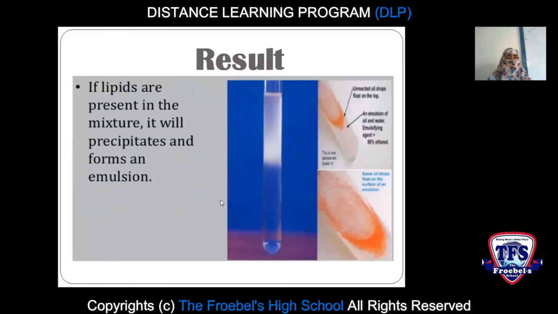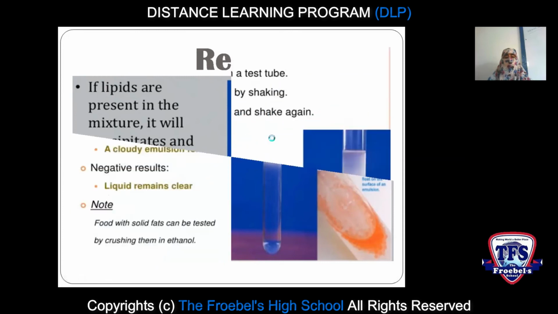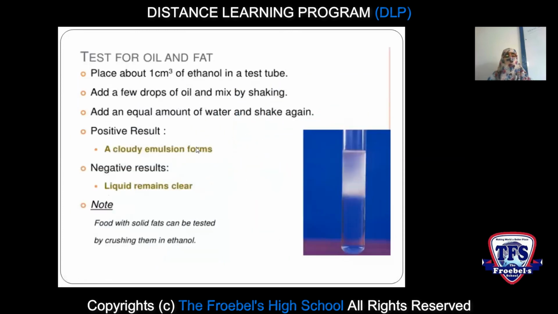So what is this emulsion? This emulsion is actually a mixture of 2 or more liquids that are normally immiscible. That means unmixable. So you can see in this a white cloudy emulsion appear. If lipids are present in the mixture, it will precipitate and form an emulsion. A cloudy emulsion shows a positive result. If the liquid remains clear, that means a negative result.